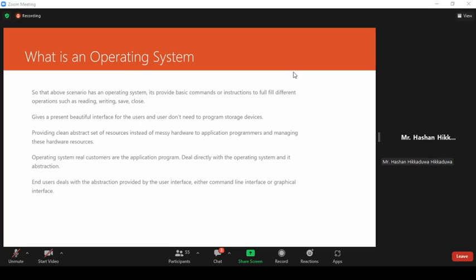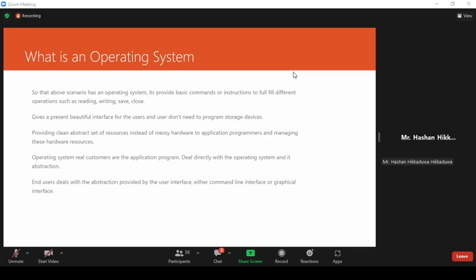What happens? The operating system provides commands and instructions to fulfill different operations such as reading, writing, save, close. It gives a beautiful interface for the users, and users don't need to program storage devices. It also provides a clean, abstract set of resources instead of messy hardware to application programmers, and manages these hardware resources.